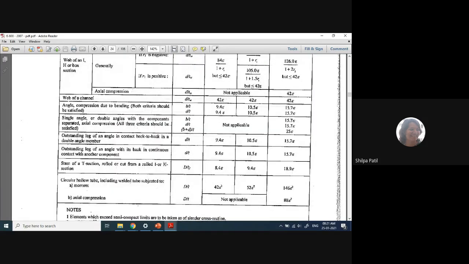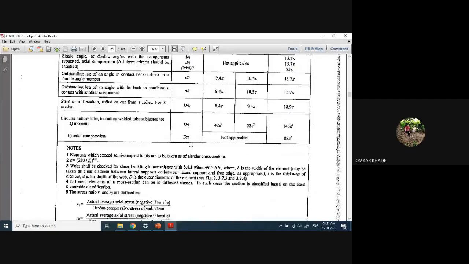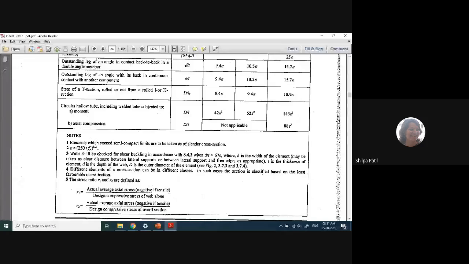So this is D by TF. And the last is circular hollow tube, including welded tube, subjected to moment and axial compression. For beam and for column, the values are given separately. Is it clear, guys, how we have to make use of this table along with the diagrams given on the next page? Is it clear? Yes, ma'am.